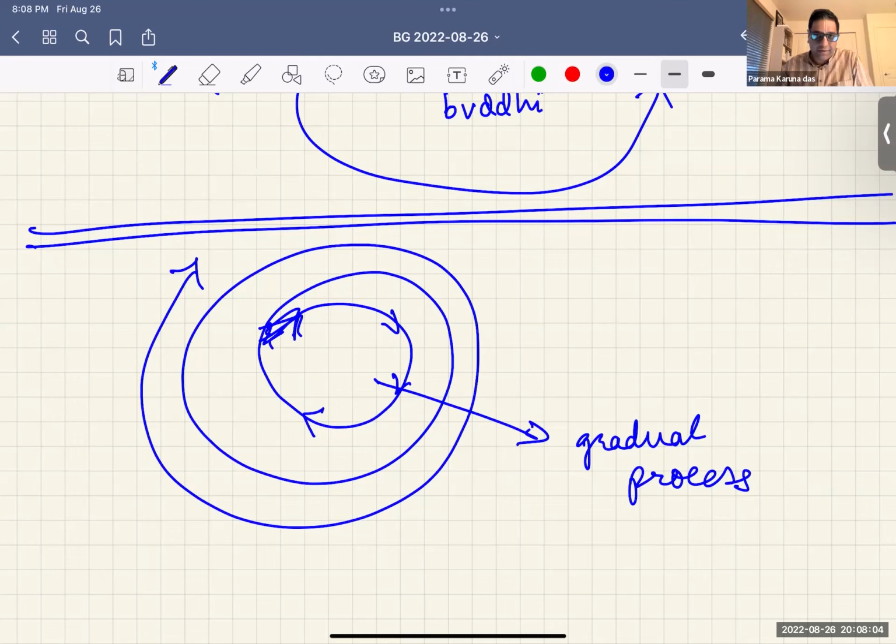Like the school gives 1 year. If you study properly, it is possible to pass the grade in 1 year. That is the recommended time frame. That is why Manushya Janma is given like this.